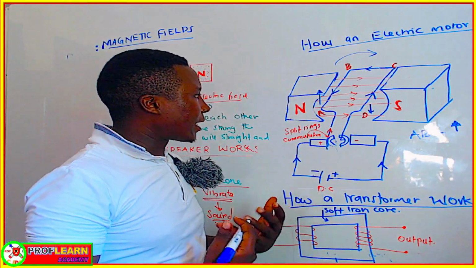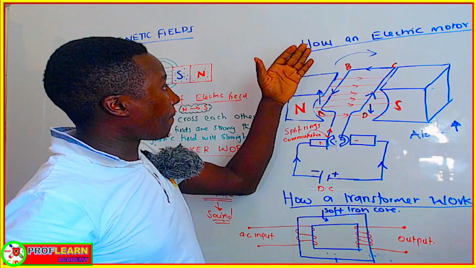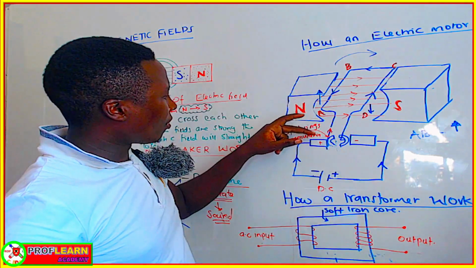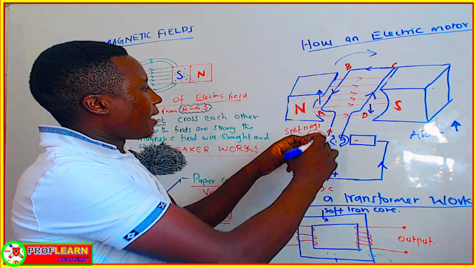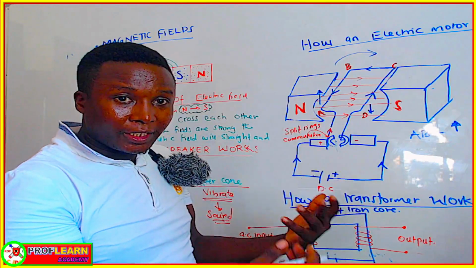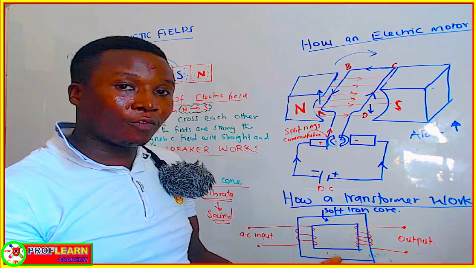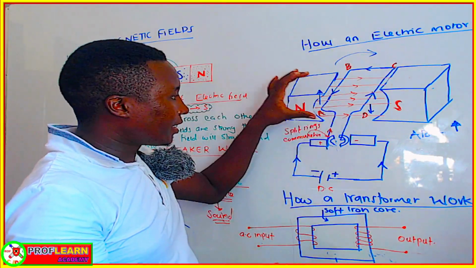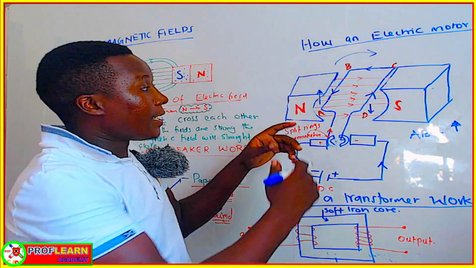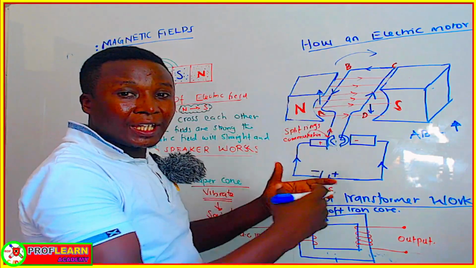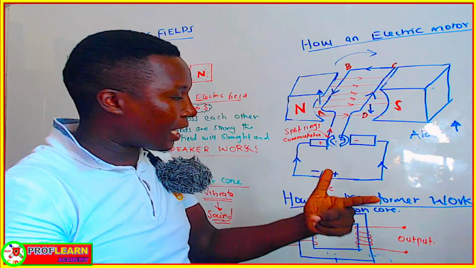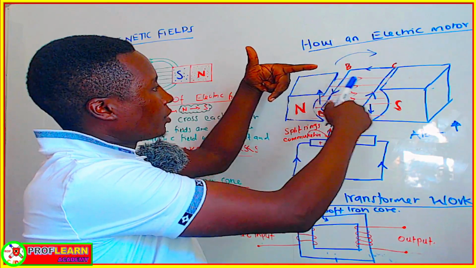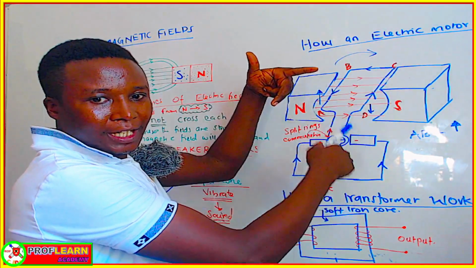So when you are asked in simple terms how an electric motor works, you are going to say that when current flows through the coil, magnetic fields are going to be created around the coil due to the flow of current. And those magnetic fields are going to interact with the magnetic field of the permanent magnet. Hence, the coil will experience a force according to Fleming's left-hand rule. And when we put our fingers like this, AB will experience an upward force and CD will experience a downward force.